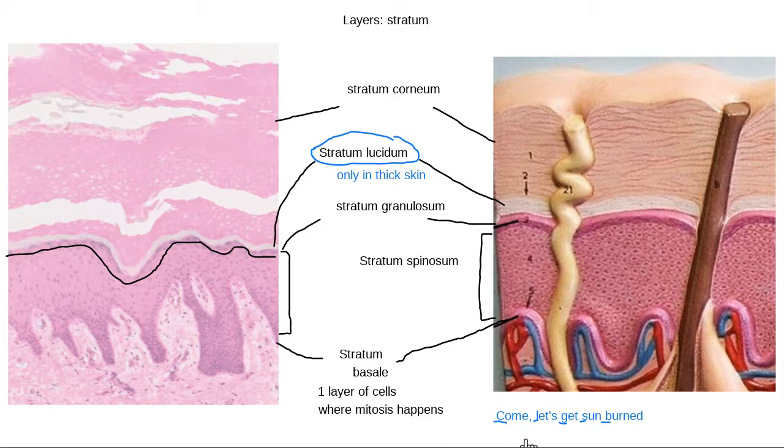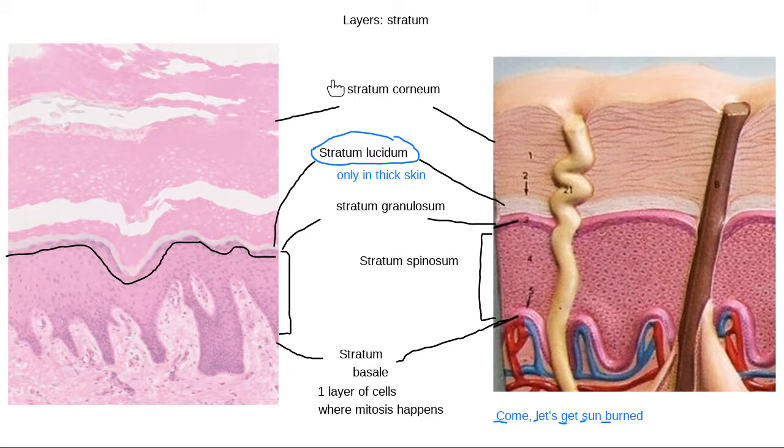So when we have thick skin, we've got this extra layer, stratum lucidum, in there. Otherwise, it's just come get sunburned. But if we're being very polite and we're burning our thick skin too, come let's get sunburned. So stratum corneum, stratum lucidum, stratum granulosum, stratum spinosum, and stratum basale. A fun little mnemonic, as you will, to remember those layers.